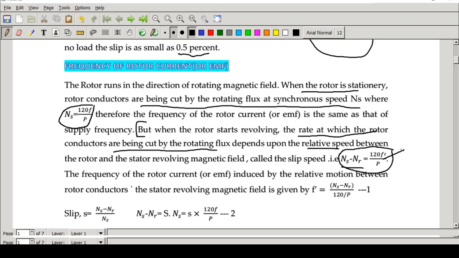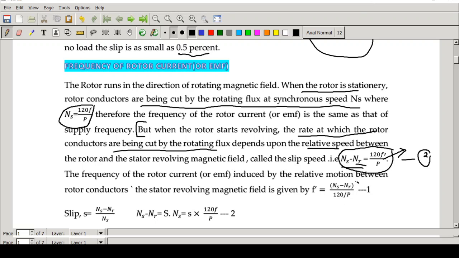We will find the expression. What is this f dash? That is, what is the frequency of the EMF induced in the rotor? That we will find out. It is represented by the letter f dash. Let me take this as equation number 2. From equation number 2, what will be the value of f dash? Just cross multiply, so it will be (Ns minus Nr) into P by 120, right? (Ns minus Nr) into P by 120.